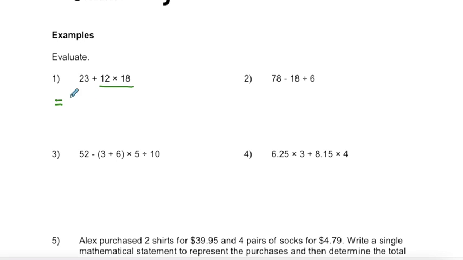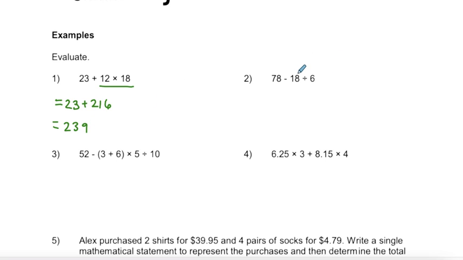When I write my solution, I have to include my 23 out front because that is still part of my solution. And then I use my calculator or my mental math skills to calculate 12 times 18, which is 216. From there, I do my addition. So 23 plus 216 is 239.